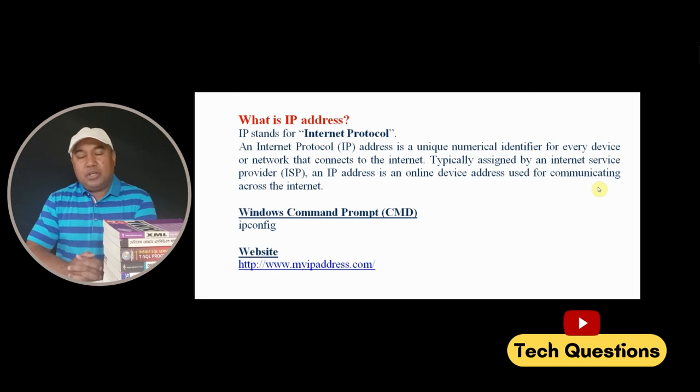That means it's a unique address for any device. So you can figure out your IP in many different ways. One is the Windows command prompt. There is a command, ipconfig. It will give you all the IP addresses related to that. Also, you can go to the online myipaddress.com. You can figure out your IP address in there too. So let's go to the command prompt first. I'll show you step by step how to figure out your IP address.